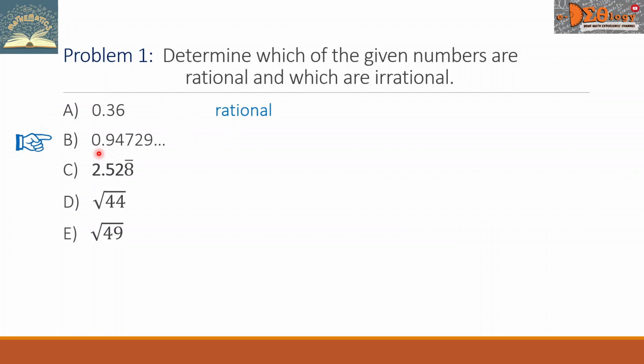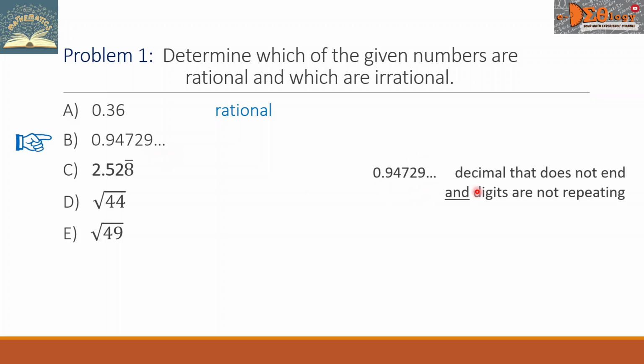Letter B, 0.94729... The 3 dots here means this decimal does not end, and we see that the digits are not repeating. So we conclude that this is an irrational number.